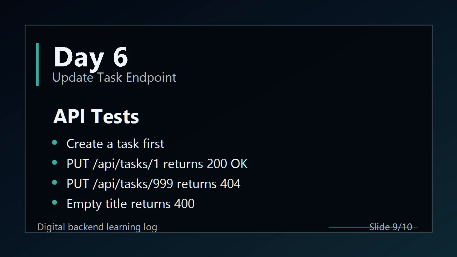Testing requires 3 cases. Update an existing task and expect 200 OK. Update a missing task and expect 404. Update with an empty title and expect 400 bad request.